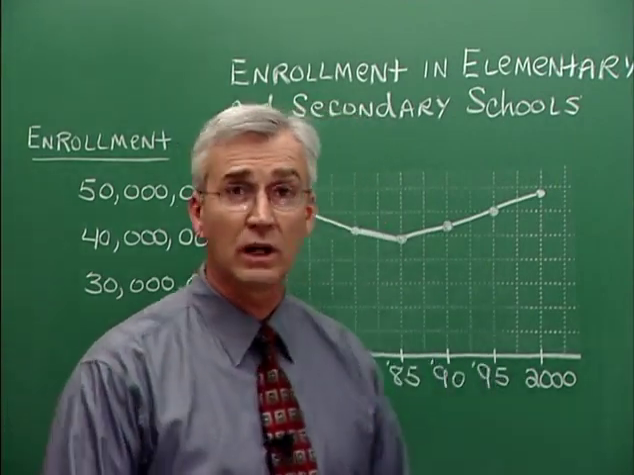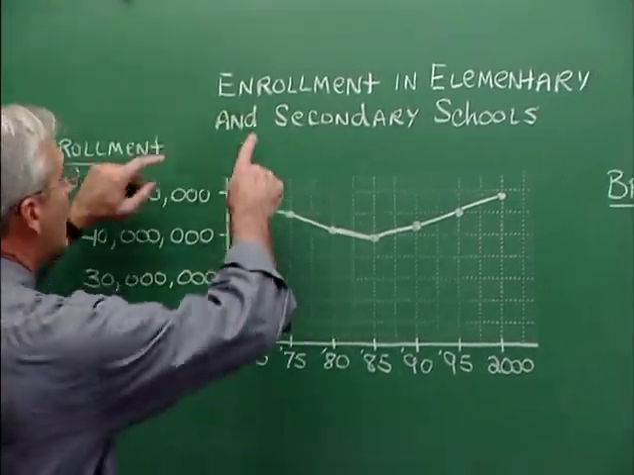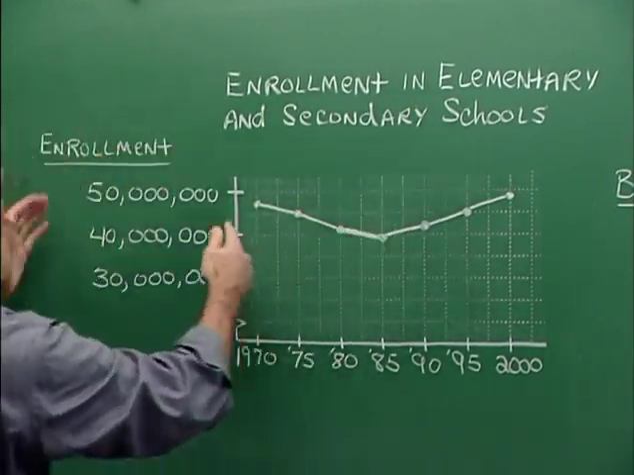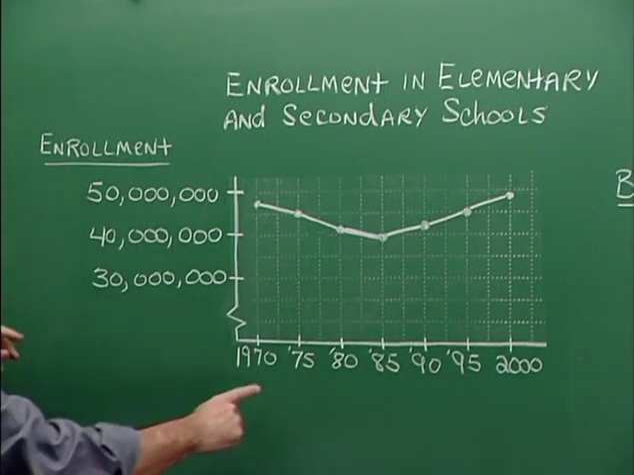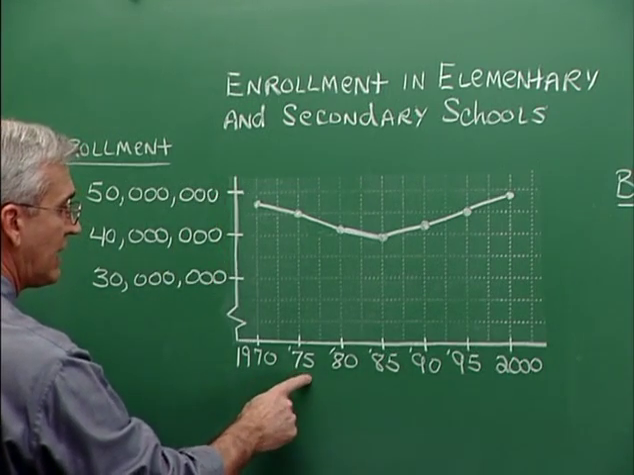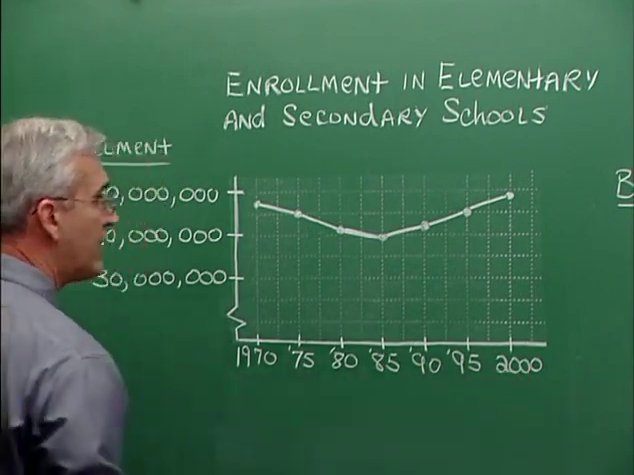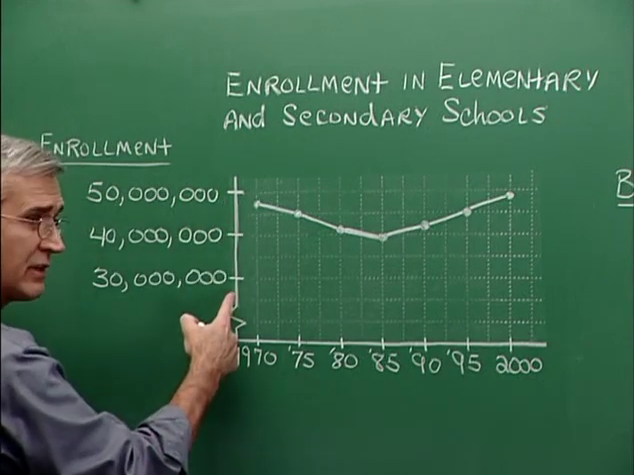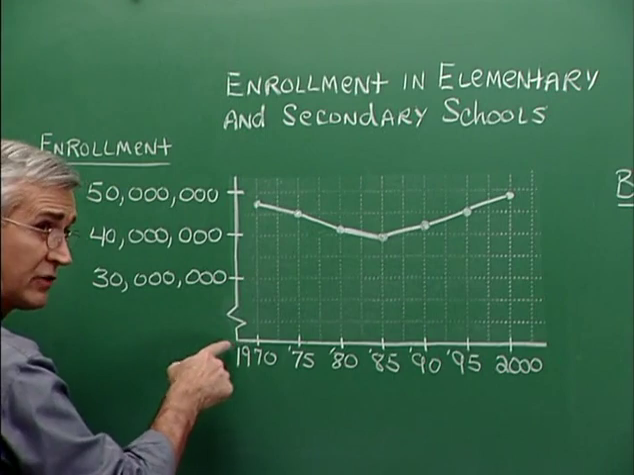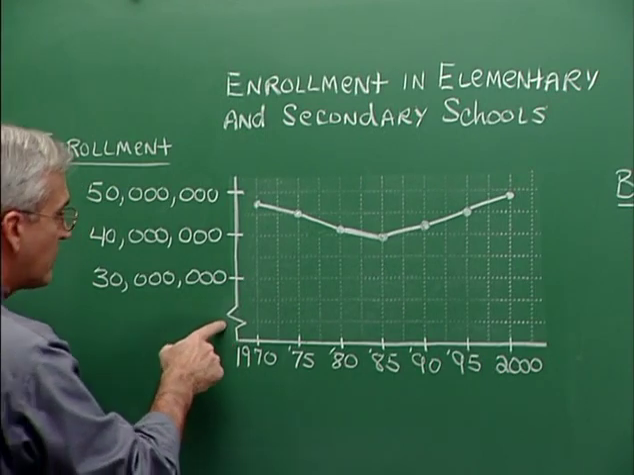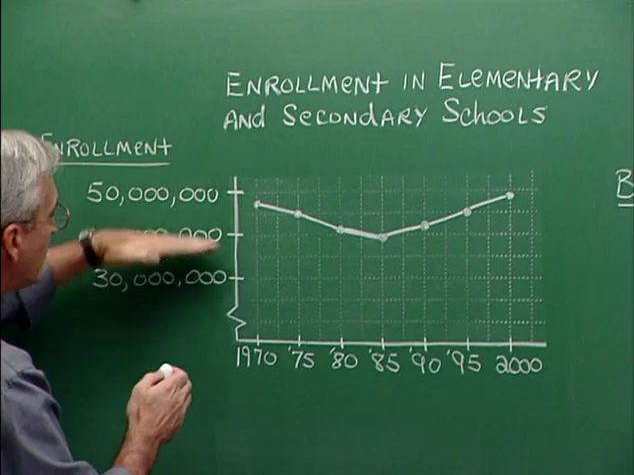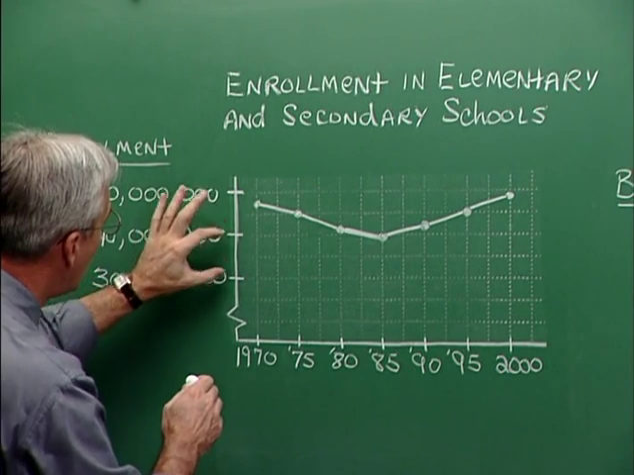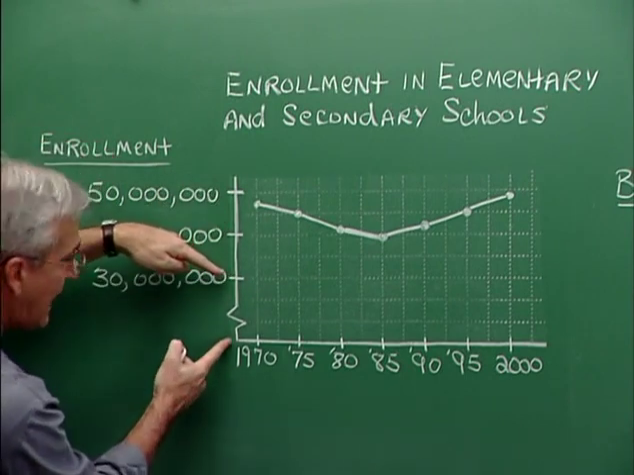This is called a broken line graph, and it's entitled Enrollment in Elementary and Secondary Schools. Notice on this axis we have enrollment, and down here we have various years, 1970, 1975, and so on, through the year 2000. Now notice a little broken part to this axis. This line comes down and it's a little jagged in here. What that indicates is that the scale along this axis is not exactly accurate. That is, the distances here are not all the same all the way down to the bottom.